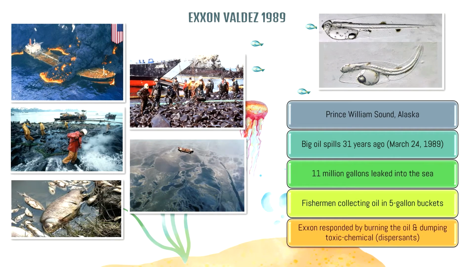And this one is actually some embryos of salmon. A study showed that their hearts were deformed and they had a lot of fluid built up around their hearts, causing them not to live as long and affecting their ability to swim as fast.